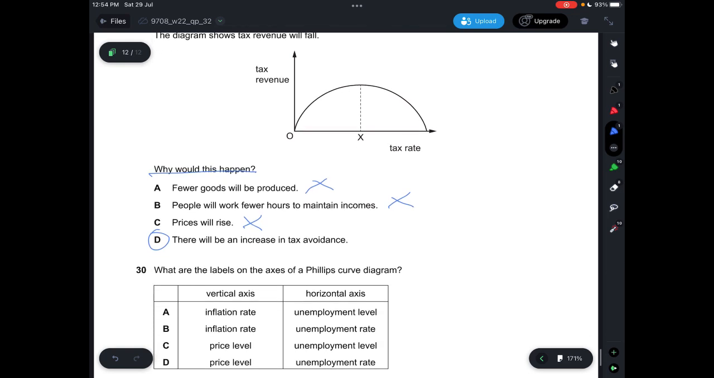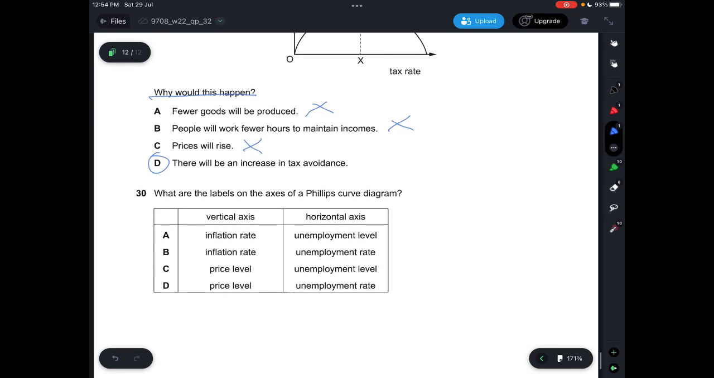And question 30, what are the labels on the axis of a Phillips curve diagram? So the axis of a Phillips curve diagram, the vertical axis would be your inflation rate, and your horizontal axis would be your unemployment rate. So answer is B. Okay, so this is the end of this paper.